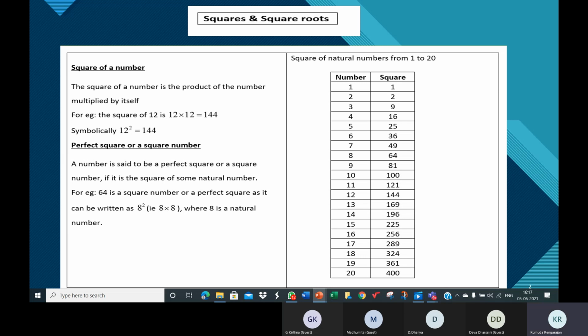The square of 3 by 11 is equal to 3 by 11 into 3 by 11. When we have to multiply 2 fractions, we need to multiply the numerators and multiply the denominators. So 3 into 3, 9, 11 into 11, 121, which makes it 9 by 121.